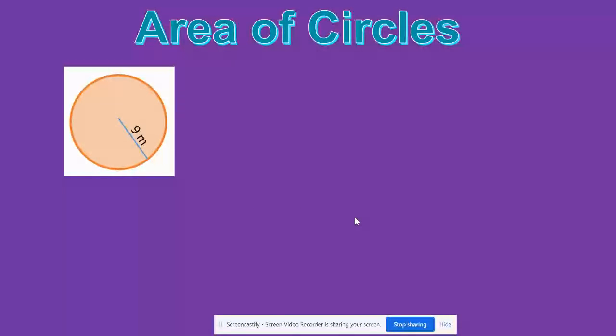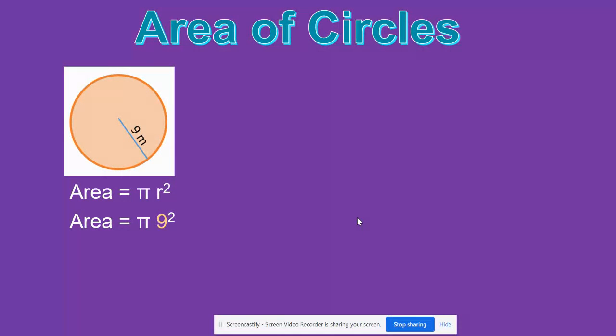When given a circle, we start with our formula. Area is equal to pi r squared. The formula calls for the radius, and in our circle, we're given the radius is 9 meters. So I'm going to take that value and substitute it in place of the r.